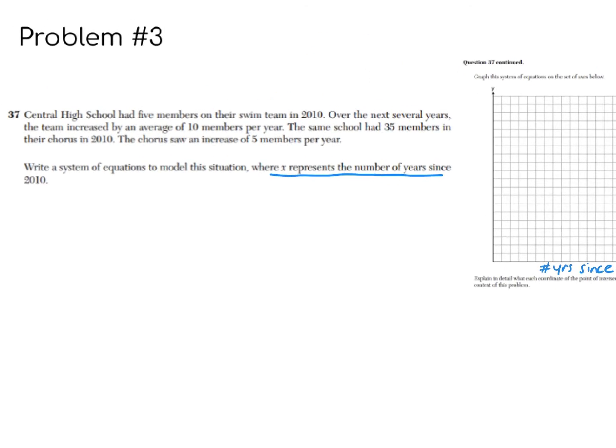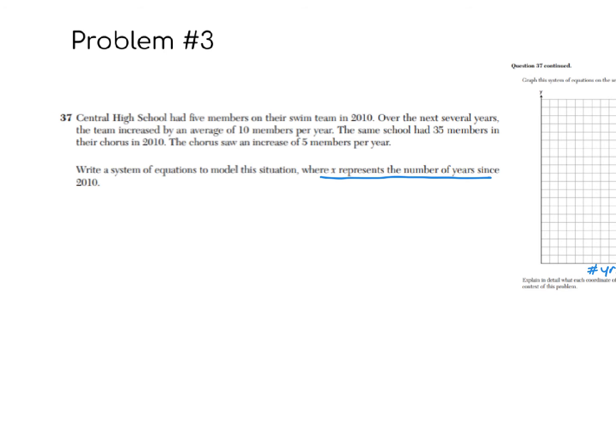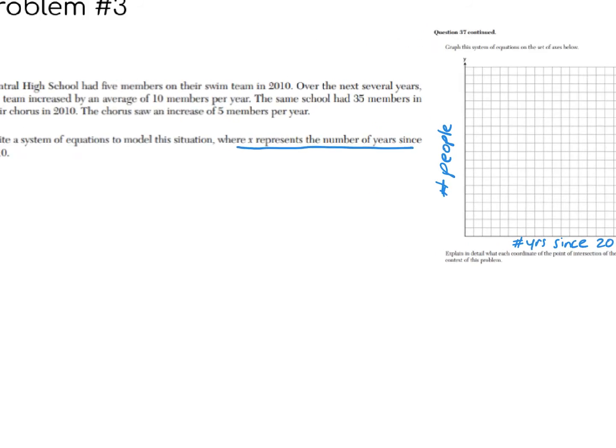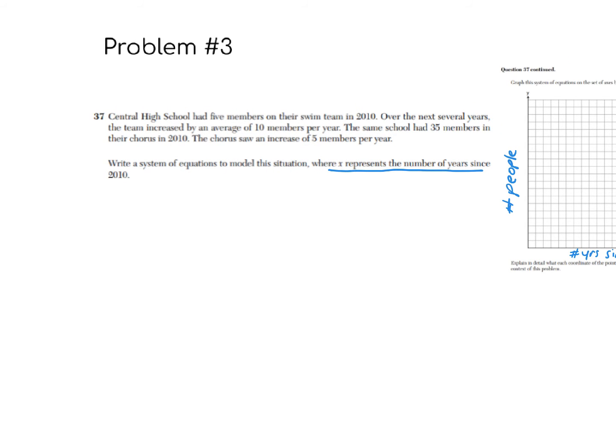And then I'm going to see what they are talking about. They have members on their swim team, and the swim team is increasing and the chorus is increasing. So Y would be our number of people. So it's worth considering what those variables are to begin with, because then you're able to write your equations better.